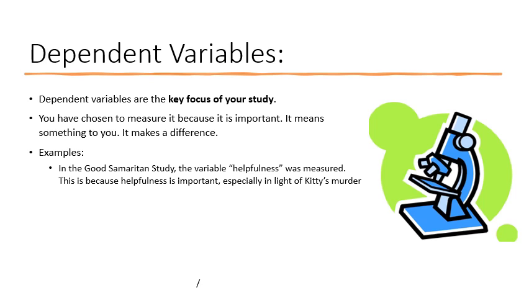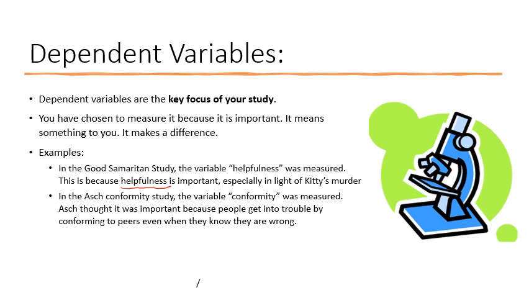In the examples we've gone through, the Good Samaritan study, for example, the dependent variable helpfulness was measured. And remember, they measured it in the conditions of somebody being late or not late. They measured it because helpfulness was important. They had seen Kitty Genovese get murdered. Nobody had helped. Why? And so they felt it was important. That's why they chose it.